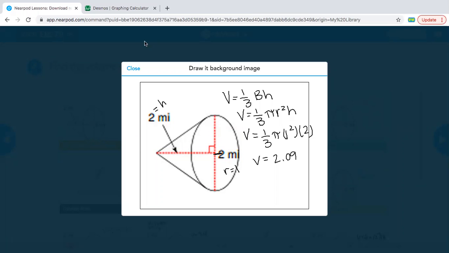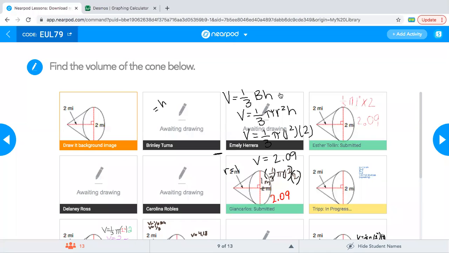Okay. So we are done with the cone and we're moving on to a sphere. Good job, everybody. Good job.